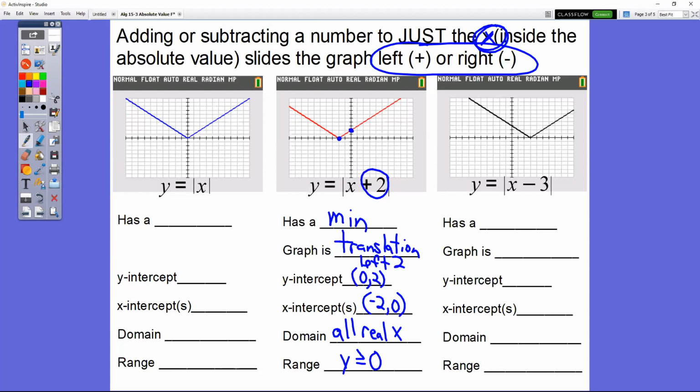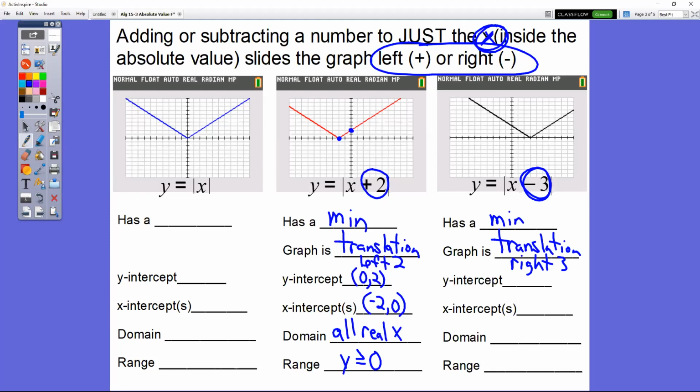Shifting something to the right, or sliding something to the right, we are going to subtract just from the x value. The nice thing about these questions is you really don't need to memorize this, because you can always just go on your calculator and graph it and see what movement it made. So this has a min. The graph is a translation of right 3. We slid it 3 places to the right.